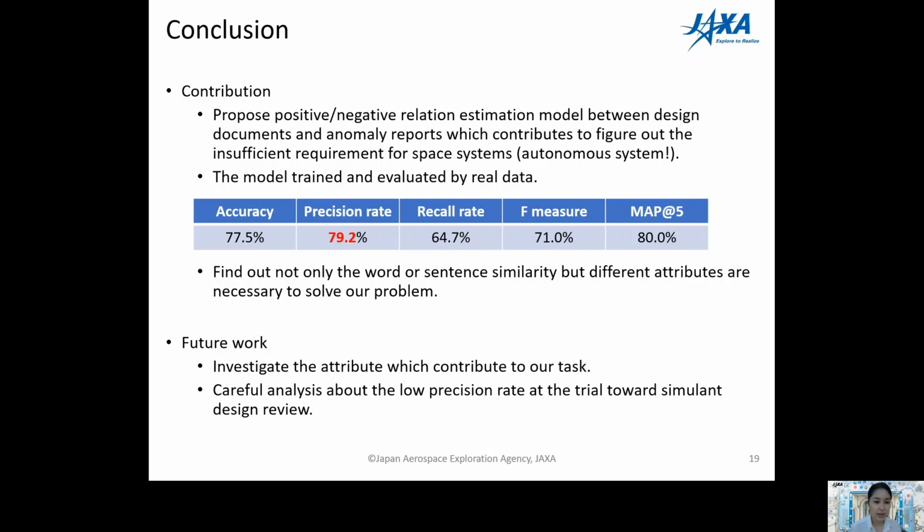As future work, we would like to investigate the attributes which contribute to our task, because our method uses a neural network and it's really hard to identify the attributes which contribute to the results. So we would like to investigate further. Also, we would like to conduct a careful analysis of the low precision rate in the trial.